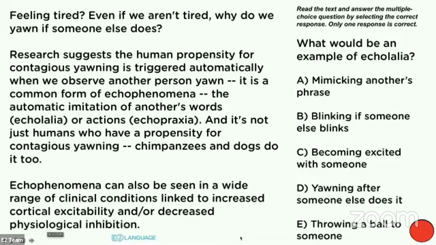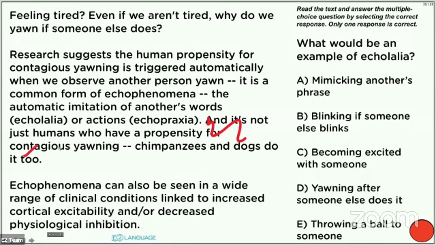Feeling tired? Even if we aren't tired, why do we yawn if someone else does? Research suggests the human propensity for contagious yawning is triggered automatically when we observe another person yawn. It is a common form of echophenomena, the automatic imitation of another's words, echolalia, or actions, echopraxia. And we don't even need to read any further than that. Because we're reading for detail, we can just cross all this out. We don't really care about that.